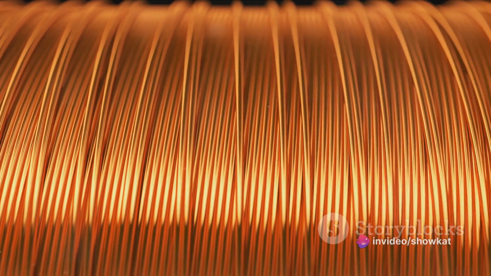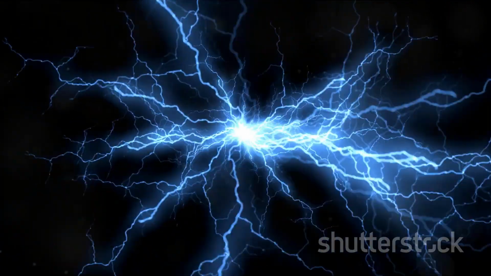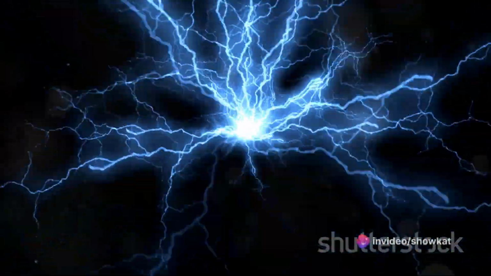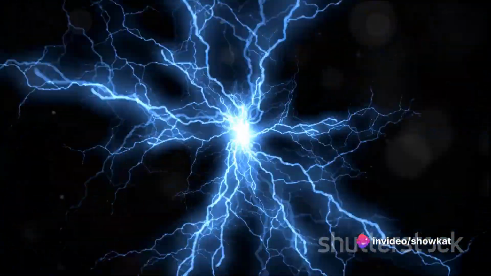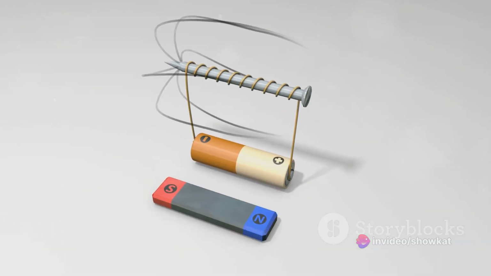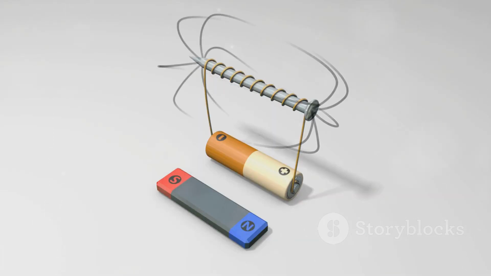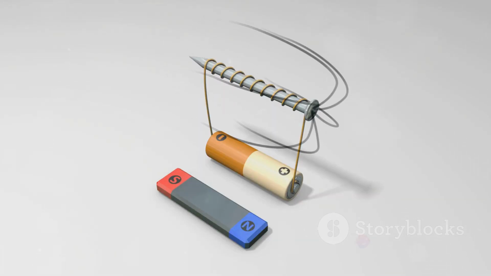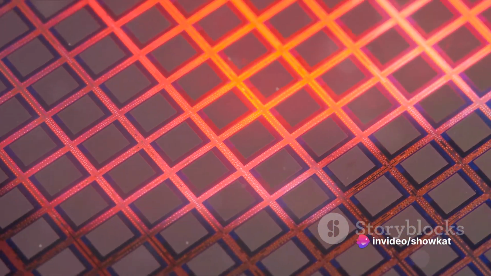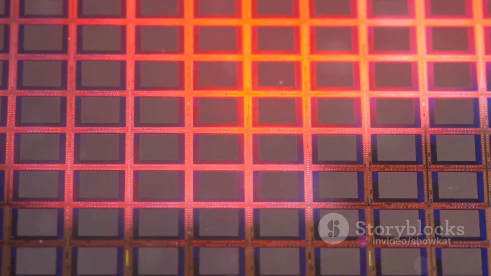Picture a coil of wire wound around a magnetic core. When an electric current flows through this coil, it creates a magnetic field. But here's the kicker. An inductor opposes changes in current. So, when the current increases, the inductor produces a magnetic field that opposes this change. And when the current decreases, it does the opposite. This property of an inductor is called inductance, and it's key to many of our modern electronic devices.